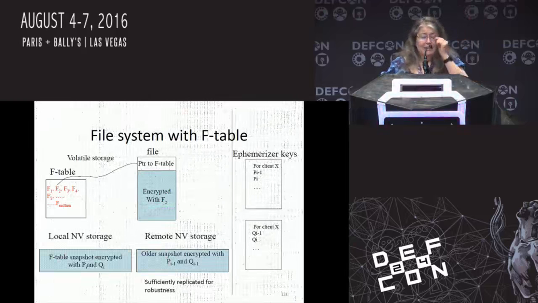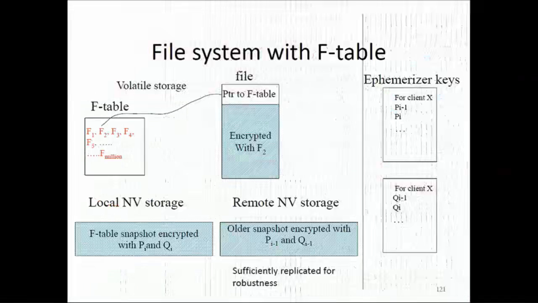So what you do is that every time you change this F table, you make a snapshot locally with the current public key. Meanwhile, in remote storage, you've widely replicated some previous snapshot from a week ago with the previous public key. Once you decide to replicate the current snapshot widely enough so you feel safe that there's enough copies, you can tell the ephemerizer to delete your old snapshot and to delete the public key from that, and then all of those snapshots are gone.